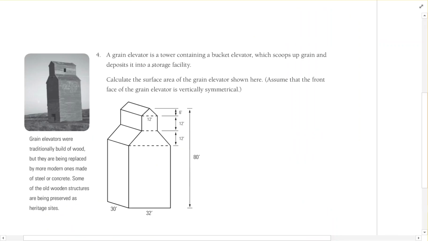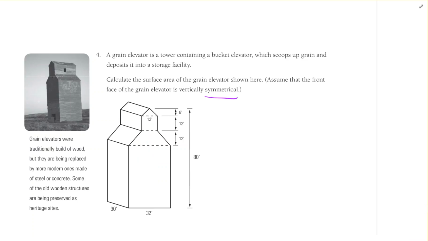Okay, 4. A grain elevator is a tower containing a bucket elevator which scoops up grain and deposits it into a storage facility. Calculate the surface area of the grain elevator shown here. Assume that the front face of the grain elevator is vertically symmetrical. That just means that if you drew a line straight down the middle, everything on this side would be exactly the same as on that side.